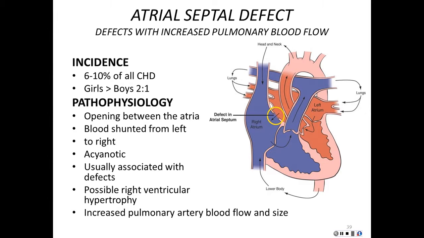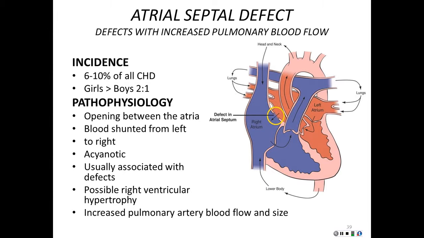This is what they call an acyanotic defect. In other words, there's not decreased oxygenated blood moving out into the systemic circulation. Because this is an acyanotic type defect, many times this goes undiagnosed until school age. And what happens is the children in school age basically tend to start having a little bit more problems. They get more active, and the murmur becomes more prominent during that time frame.